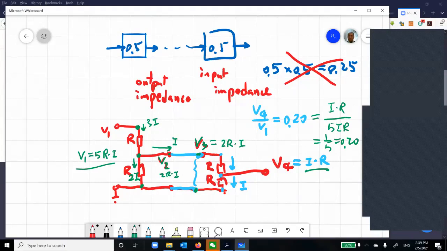So what happened? What did we miss? Why 0.20? Why is this wrong? Okay. Then how to make it correct? That means you need something called impedance matching. The output impedance here is not 0, and the input impedance is not infinity.